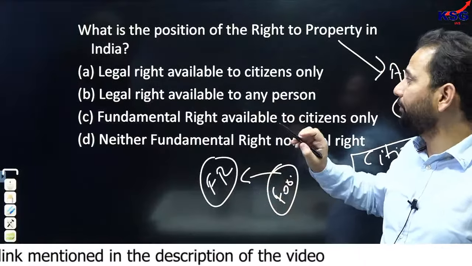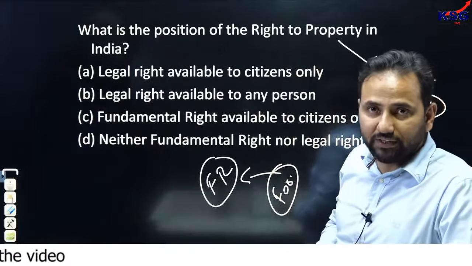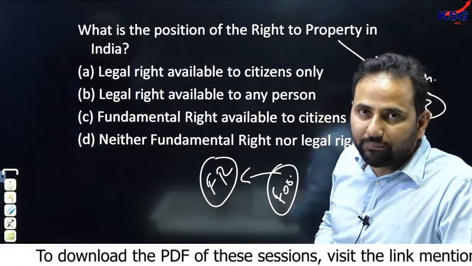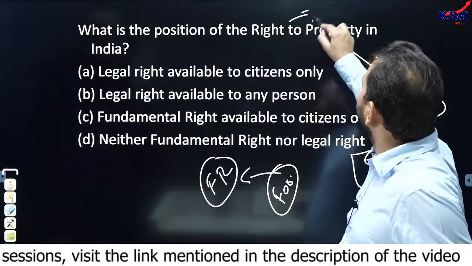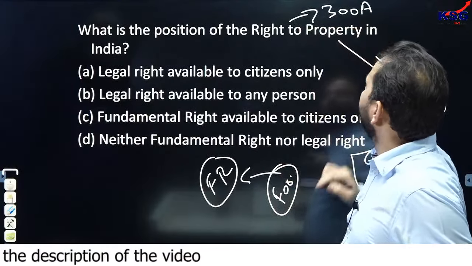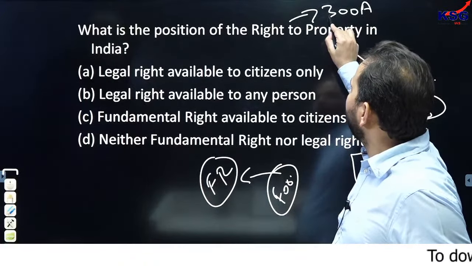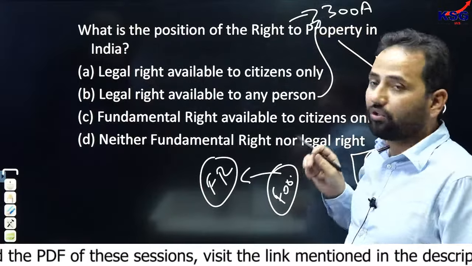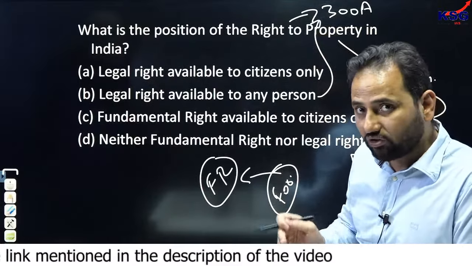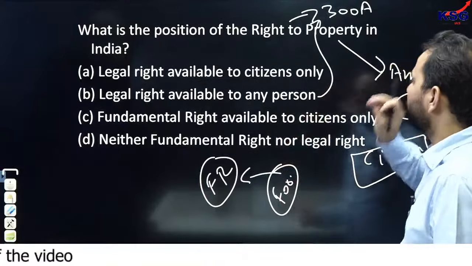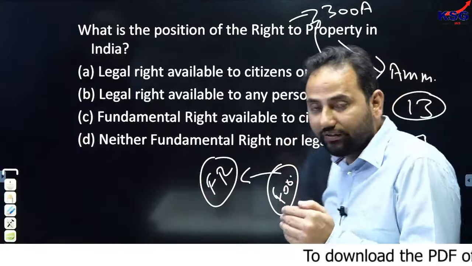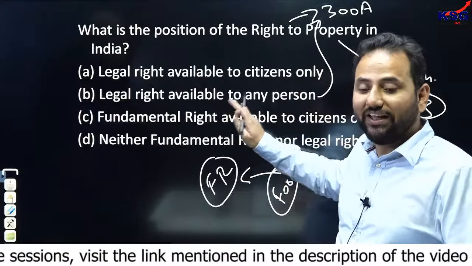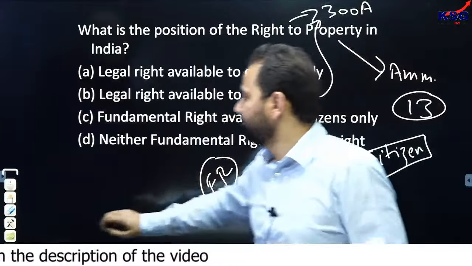If you talk about the right to property, then this right was a fundamental right, but through the 44th constitutional amendment, it was removed as a fundamental right and became a legal right under Article 300A. And if you talk about this 300A, it is a legal right which is available to any person. It is not only limited to citizens. Along with the citizens, it is also given to foreigners. That is, it can be with reference to any person and not only with reference to a citizen of India.